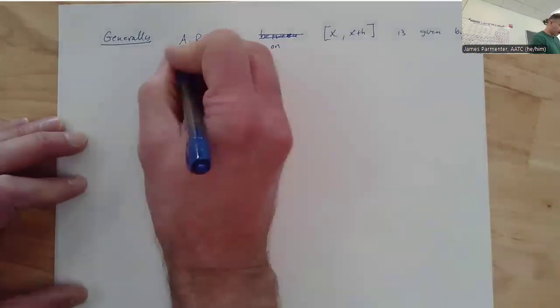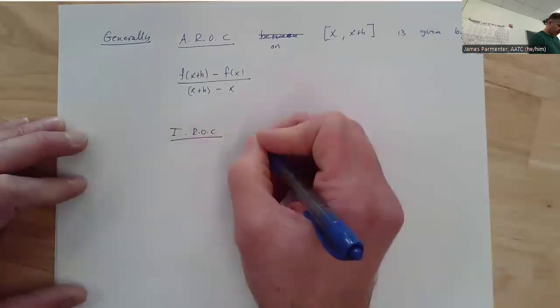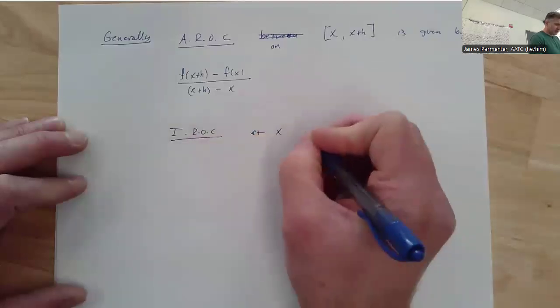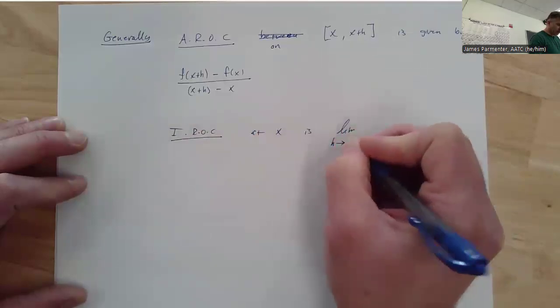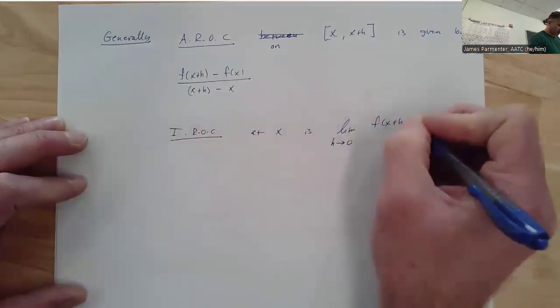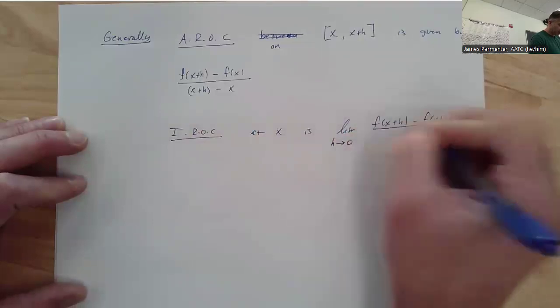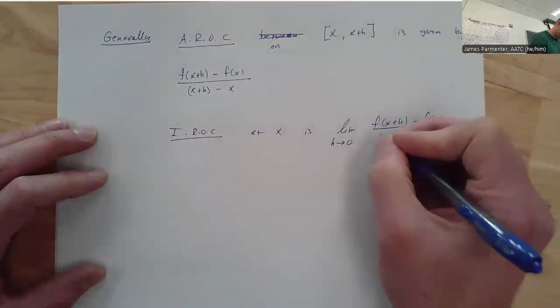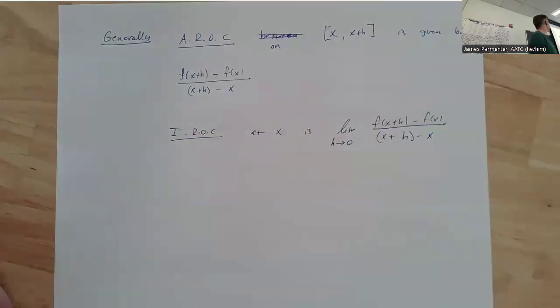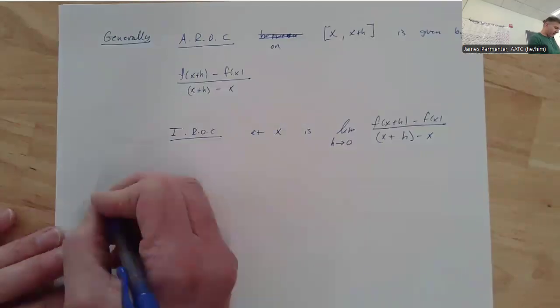So the instantaneous rate of change at x is given by the limit as h approaches 0 of f of x plus h minus f of x all divided by h. X plus h minus x. Same difference. Yeah. And I'll even say more. This is our definition of the derivative, right?